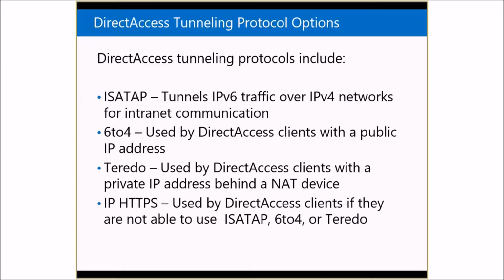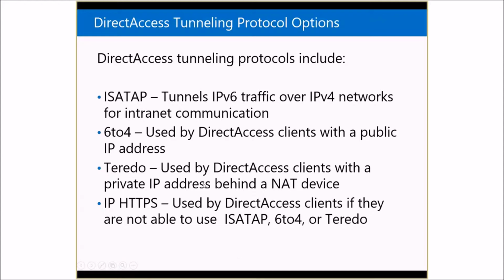DirectAccess tunneling protocols include, obviously, IPv6 over IPsec, but what if you're using IP version 4? We can use ISATAP, which tunnels IPv6 traffic over IPv4 networks for internet communication. There's also 6to4, which is used by DirectAccess clients with public IP addresses, so IPv6 to IPv4, that's what the 6to4 means there. Then there's Teredo, which is used by DirectAccess clients with a private IP address behind a NAT device.